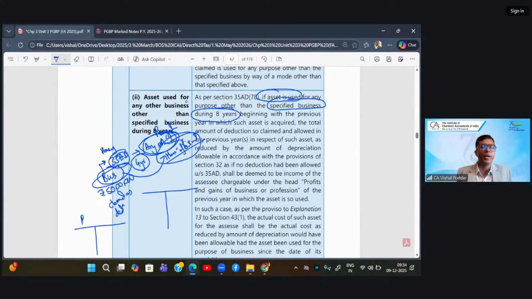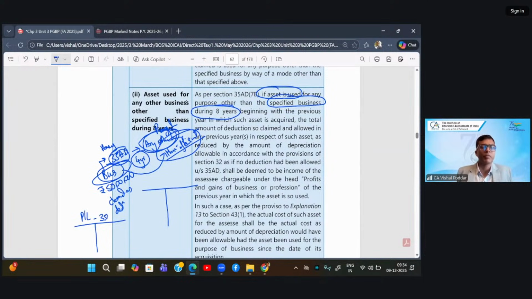So I have two P&Ls. One is of 35AD business and another is P&L of my regular business, which is biscuit manufacturing. Now, in this 35AD business, this amount of 50 lakhs will be shown as PGBP income, assuming that you have sold. Now, actually, you have not sold, but it is like this, you are selling from this business to another business.